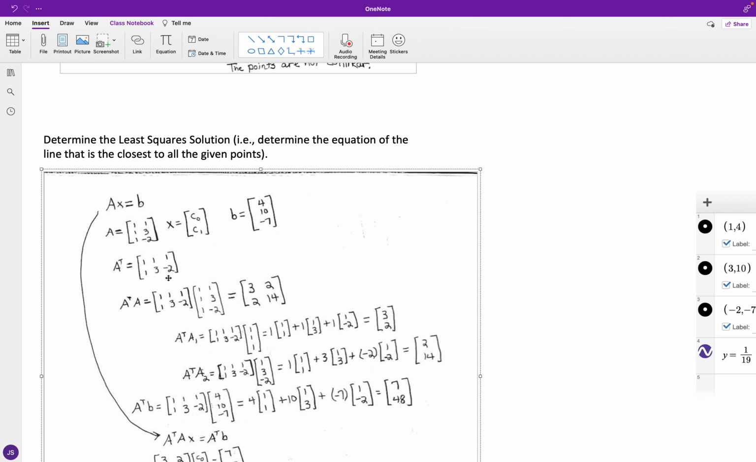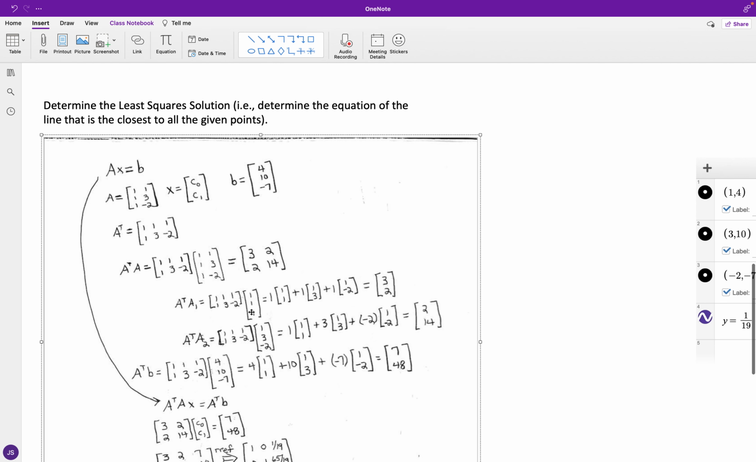And again, taking the transpose of A, we're transitioning from a 3 by 2 matrix to a 2 by 3, so interchanging the rows and the columns. So you have 1, 1, 1, 3, 1, -2, going column by column. And the transpose of A times A is going to be equal to what we have.